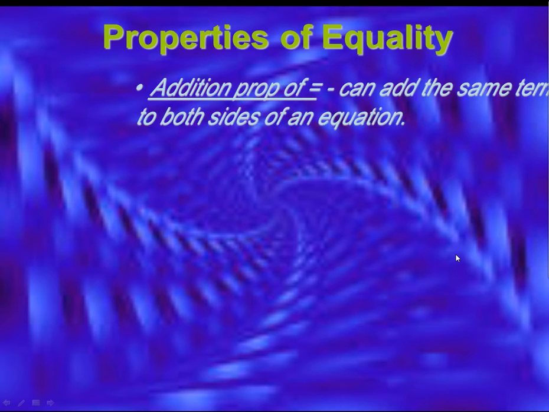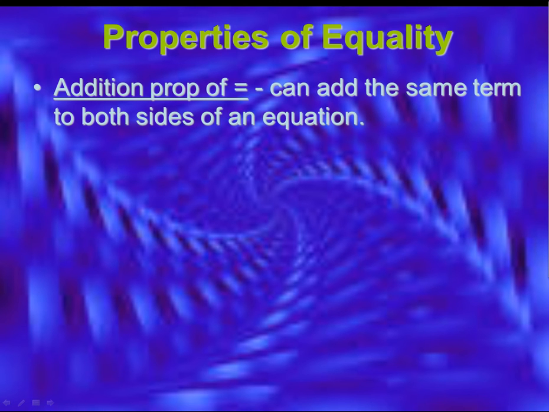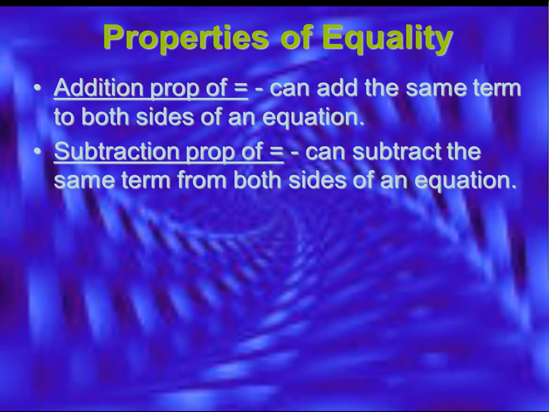Okay, the properties of equality. We'll quickly go through this because this is stuff you all already know. And we're going to boil all this stuff down to a real simple idea. That's just how you approach solving equations. The addition property of equality sounds fancy, sounds like it's all very math-like, but it says that you can add the same term to both sides of an equation. The subtraction property of equality just says you can subtract the same term from both sides of an equation. And we're going to get a couple others there.